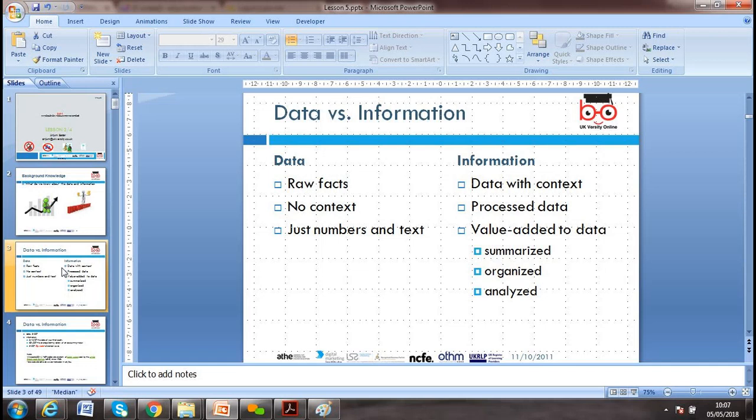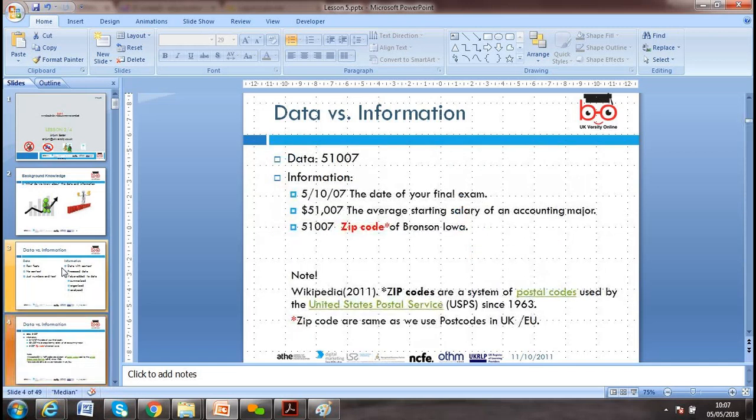Okay, so data with context is processed data, value-added data. We can organize it and we can analyze it. Like here, the data is 51007. What does it give? It's just numbers, no information with it. When data is processed, it becomes valuable, and then we can use it. Like 5th of the 10th 07, the date of your final exam, of course not. So data becomes information, and we will go through how we can use it.